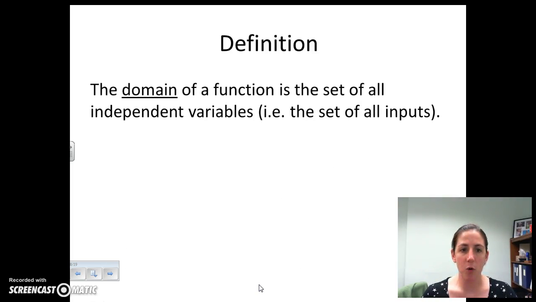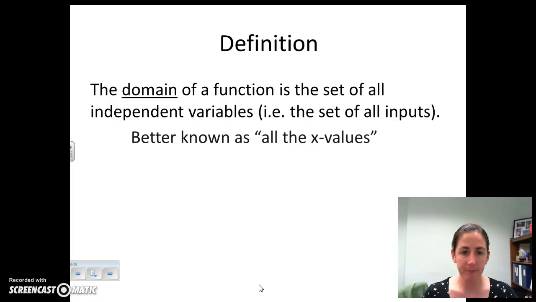Got some more definitions for you. I talked about this earlier, I'll bring it up again. The domain of a function is the set of all independent variables. This is the set of all inputs. This is what you're allowed to plug in. It's better known as the x values.